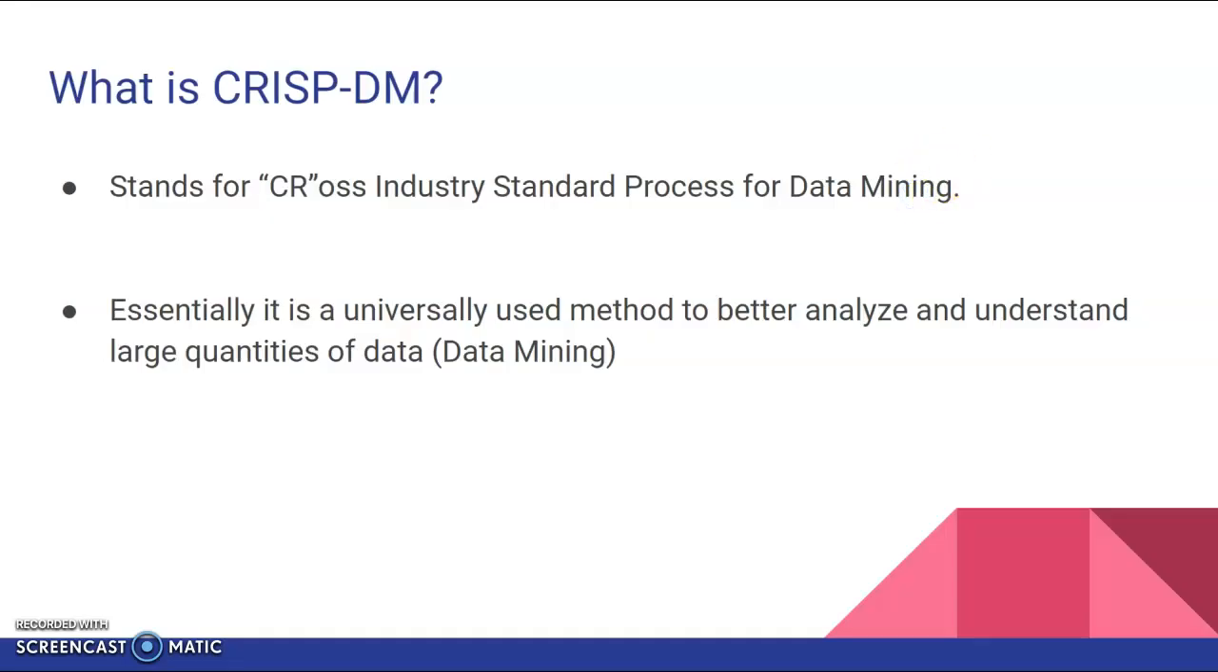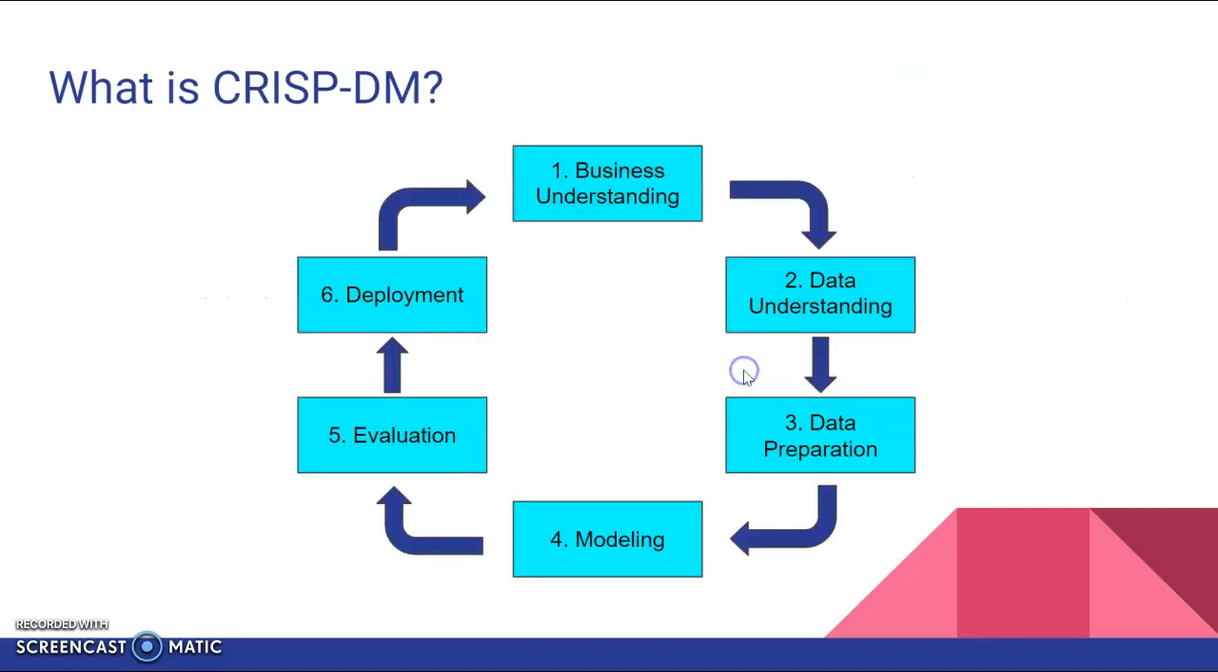What is Crisp DM? Crisp DM is the cross-industry standard process for data mining. Basically, that is, as decided by the business and research world, the best method for doing data analysis and data mining. The actual Crisp DM process is these 6 steps. They go in order, and they can keep going for as long as you want to continue doing data mining.